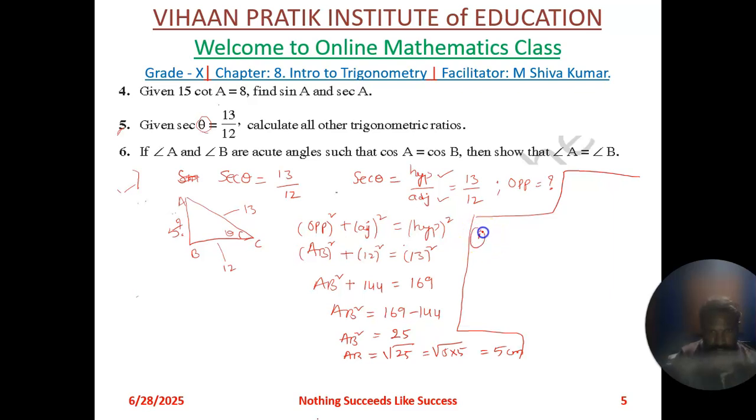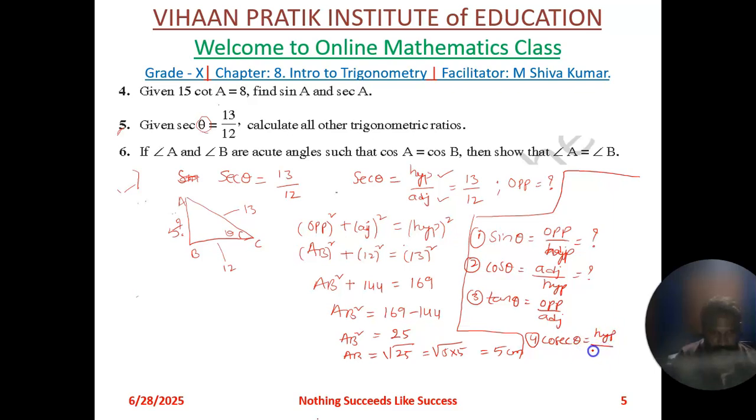First trigonometric ratio is sin theta, which is equals to opposite by adjacent. Please tell me the value. Second one is cos theta, which is equals to adjacent by hypotenuse. Tell me the value. Third one is tan theta, which is equals to opposite by adjacent. Fourth one is cosecant theta, which is hypotenuse by opposite.